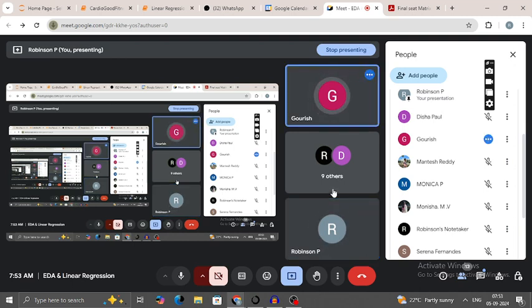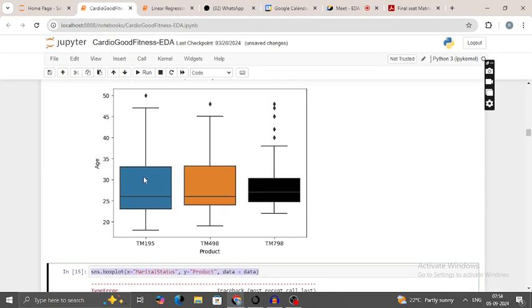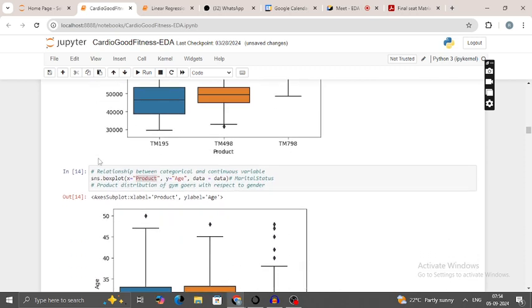Both are objects. Yes, very good. Both are objects. See, box plots are used whenever you want to plot an object versus a continuous variable. See, products, there are three different products. These are objects. Versus age is continuous. Here look at this. Products, three different products. These are objects. Versus income. Income is a numerical continuous value. So then only you can use a box plot.